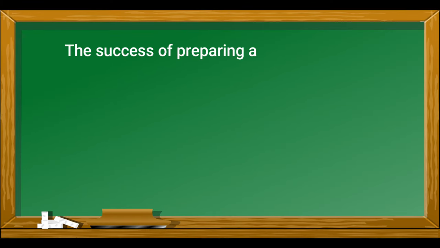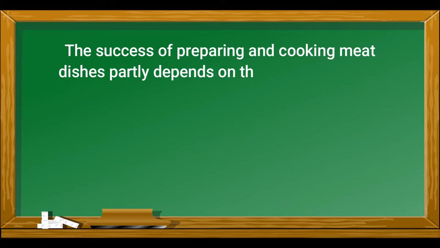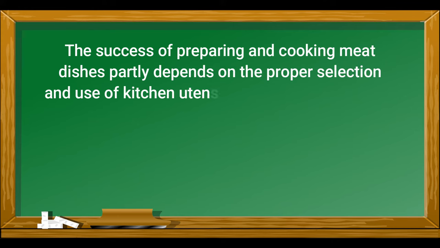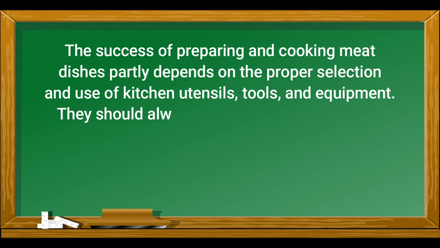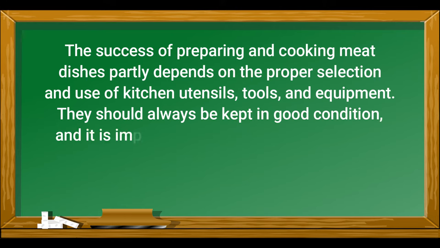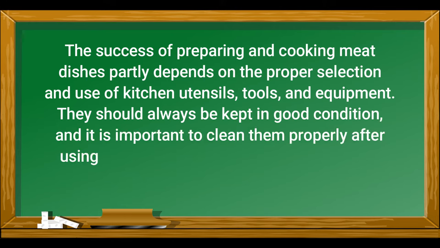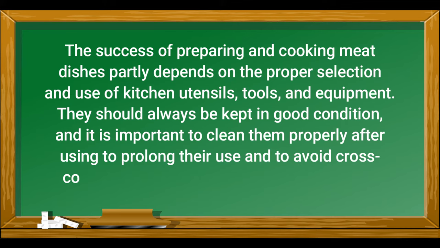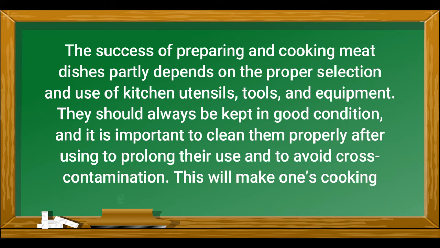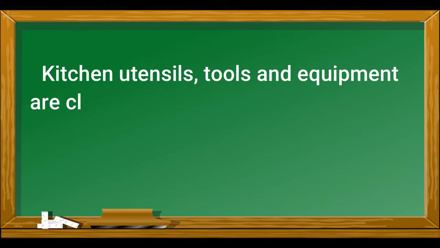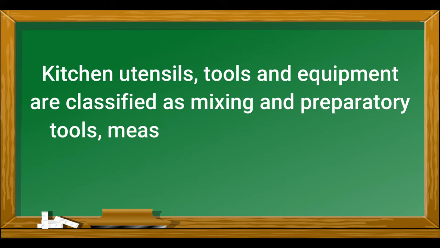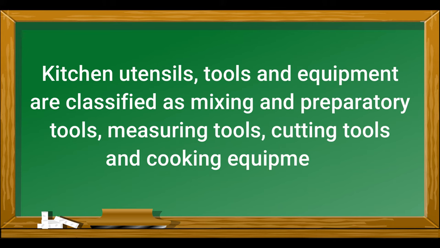The success of preparing and cooking meat dishes partly depends on the proper selection and use of kitchen utensils, tools, and equipment. They should always be kept in good condition, and it is important to clean them properly after using to prolong their use and to avoid cross-contamination. This will make one's cooking easier, faster, and enjoyable. Kitchen utensils, tools, and equipment are classified as mixing and preparatory tools, measuring tools, cutting tools, and cooking equipment.